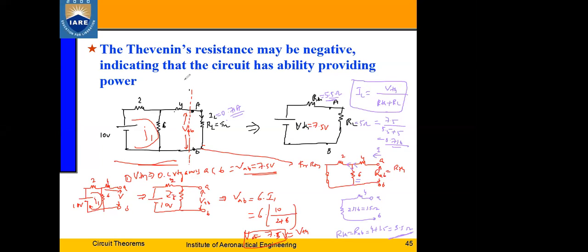Sir, should we short even current dependent voltage sources, sir, in Thevenin's analysis?